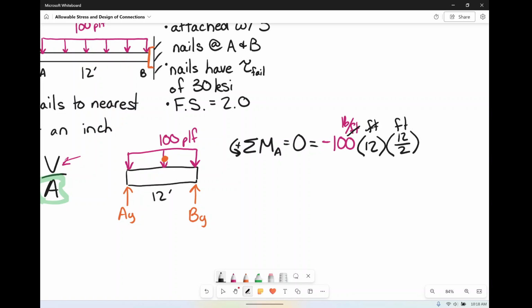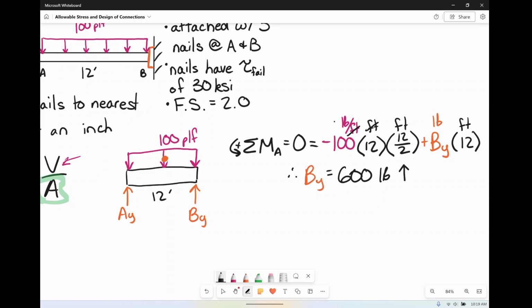And then we also have BY, but BY is going to be going positively around. So then we have plus BY, and BY's distance over to A is 12, and that's in feet. So for BY, we're going to be getting the answer in pounds. And what did we discover? We discovered that BY is equal to 600 pounds. Now it is positive, which does mean that the arrow that I drew is correct.